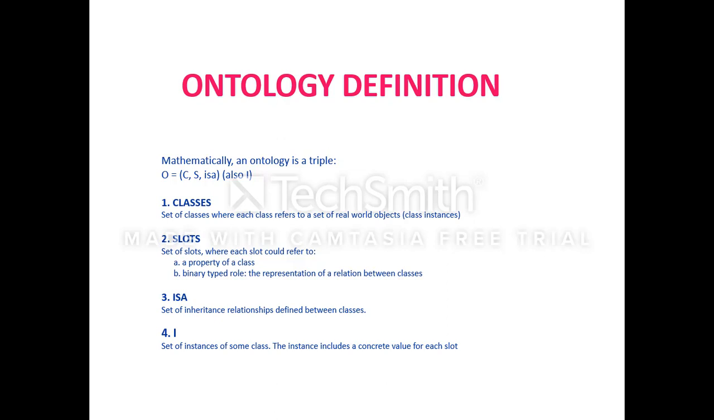Slots or properties of each class describe various features and attributes of the class, and also the restrictions on slots that state conditions that must always hold to guarantee the semantic integrity of the ontology. Then the ISA is the set of inheritance relationships defined between classes. Inheritance relationships carry subset semantics and define a partial order over classes, organizing classes into one or more tree structures.